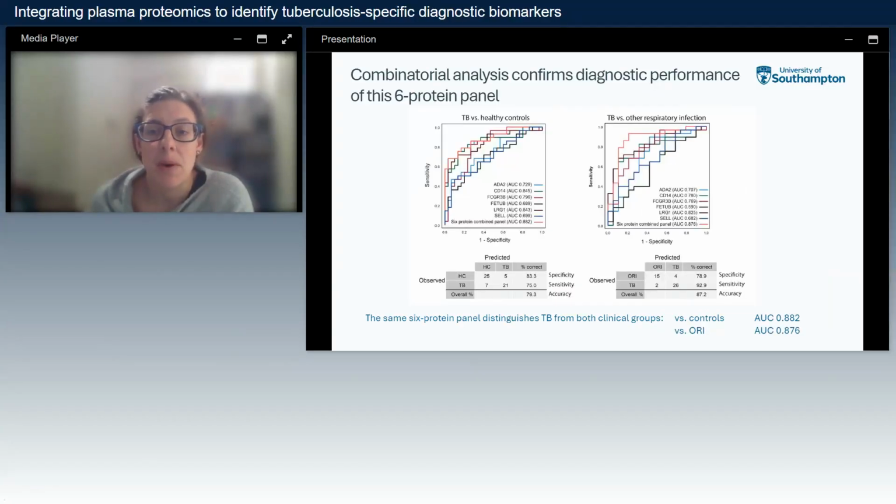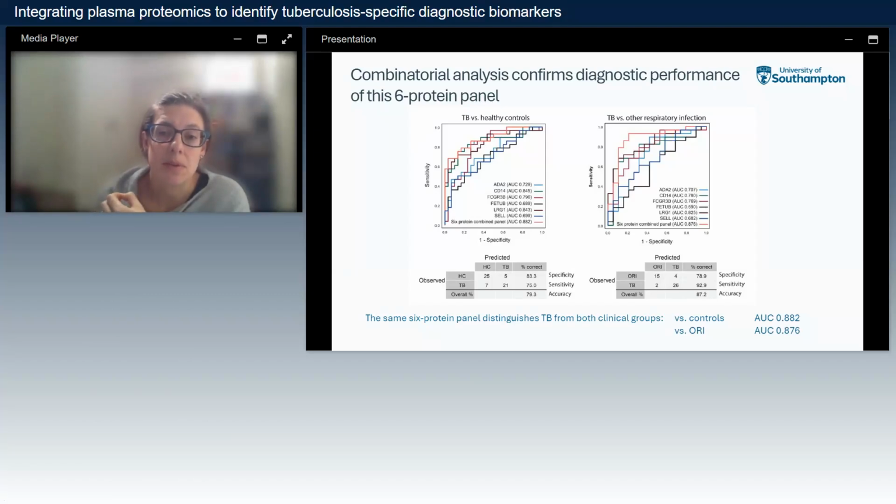And then when you combine the proteins into the 6-protein panel, again, there's really good maintenance of sensitivity and specificity values. There was a little bit of a drop down in sensitivity versus the healthy controls, but interestingly, between the TB and other respiratory infection, the sensitivity and specificity was really excellent. And the other respiratory infection group in this cohort were patients that presented with symptoms similar to TB, but were negative for TB on subsequent diagnostic testing.